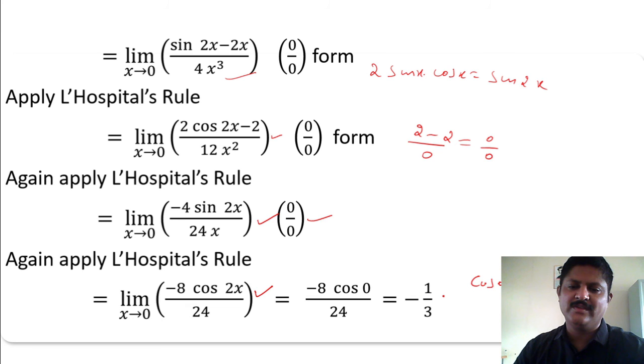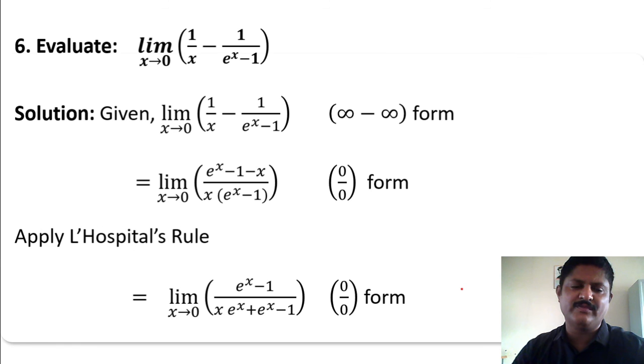This completes the problem. Next, evaluate limit of x tends to 0, 1 divided by x minus 1 divided by e power x minus 1. Put x equals to 0, which becomes 1 by 0 minus, e power 0 is 1, 1 minus 1, which equals 1 by 0 minus 1 by 0, which is equal to infinity minus infinity. First reduce this into 0 by 0 form.